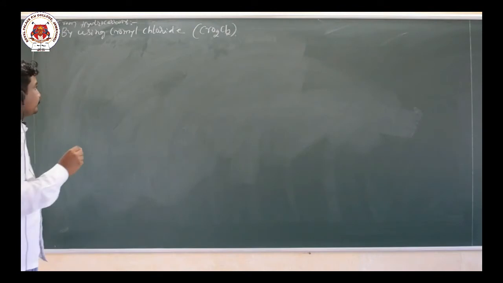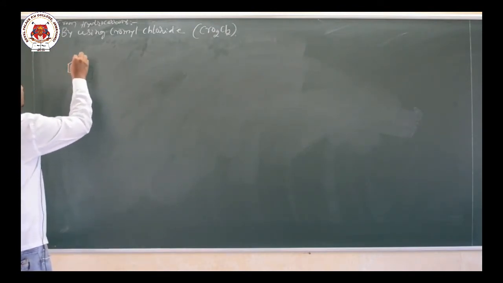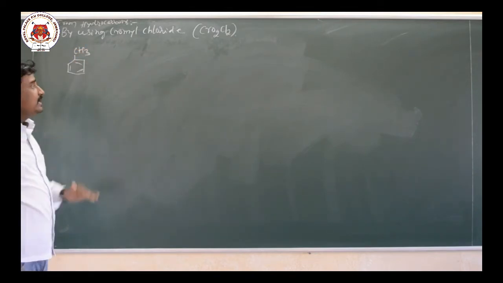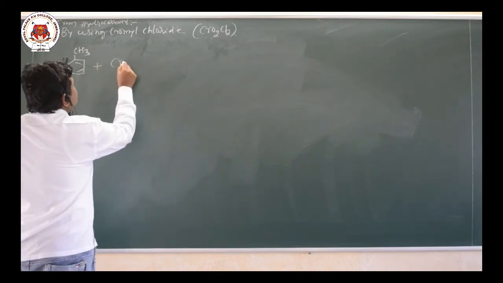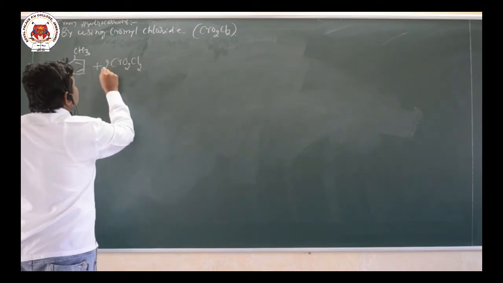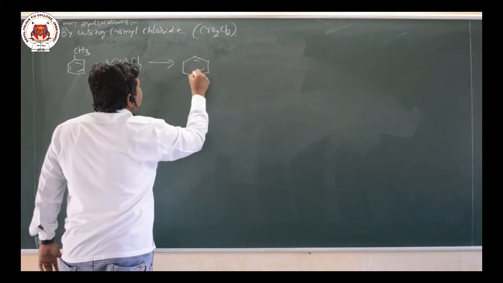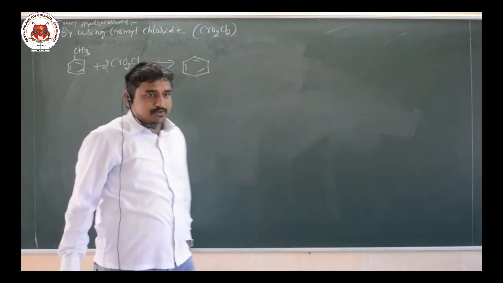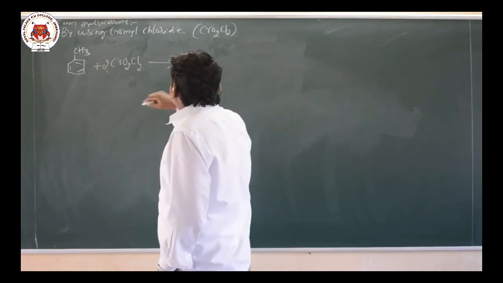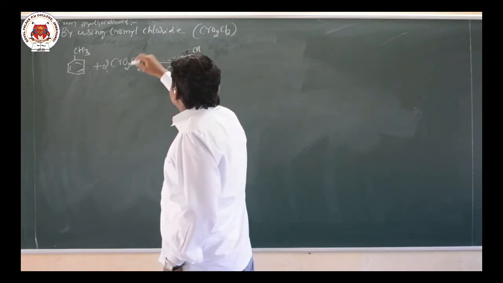So toluene, or methyl benzene, reacts with chromyl chloride, CrO2Cl2. So 2 moles of CrO2Cl2, chromyl chloride. So here the chromium complex is formed. Now when the toluene reacts with chromyl chloride, the chromium complex is like this. Now here the CrO2Cl2 adds here.